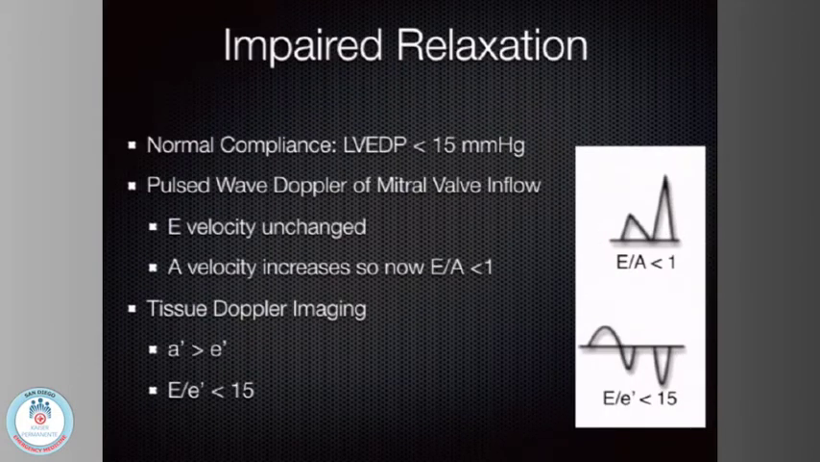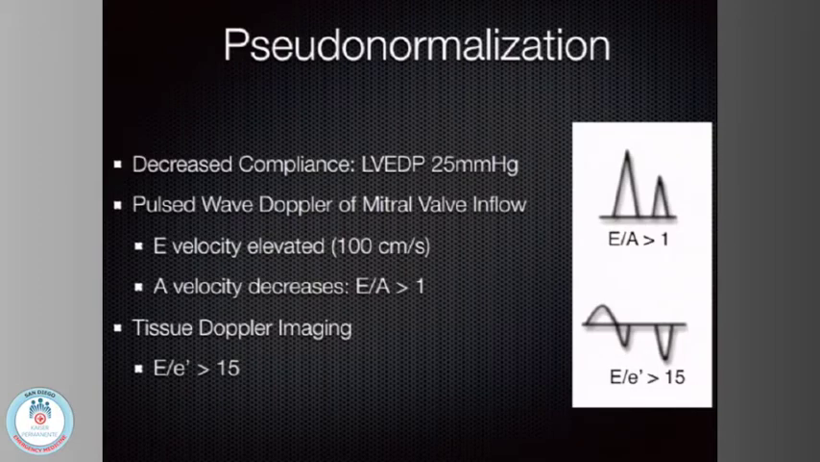When you have impaired relaxation, now your E to A ratio is less than 1. During impaired relaxation, the velocity of flow through that mitral valve is not as good as it was before because it's not relaxing as much. So it's actually the atrial kick that's bigger than that inflow velocity. And then on the tissue Doppler, your A prime is greater than your E prime. So you have a total reversal of what you would normally expect. That's impaired relaxation.